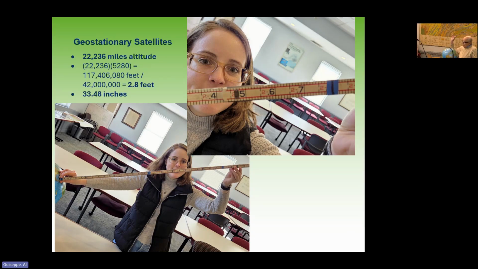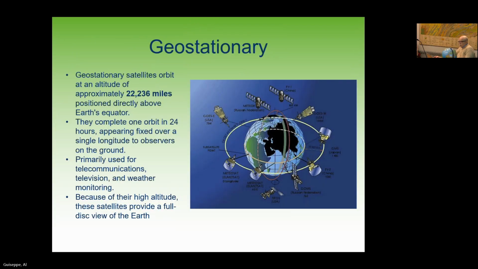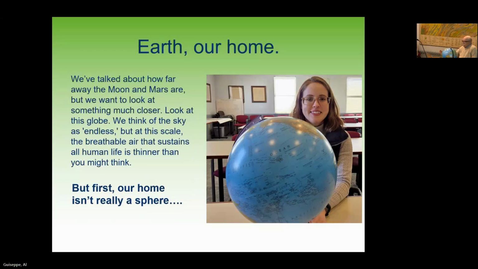And they are geostationary, which means they follow the Earth around. That far out, they see the full disk of the Earth. So you're here and here and here, and you've got the whole Earth covered. Geostationary is used primarily for telecommunications and weather.